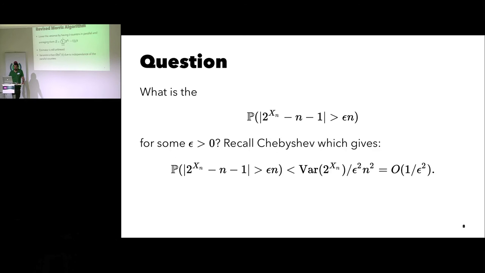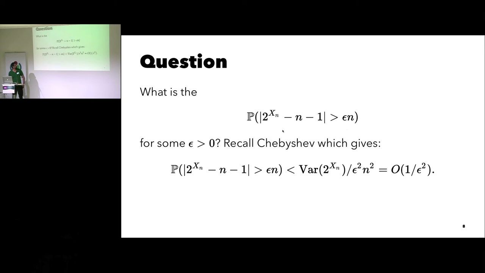So then the question is, we would like to have a better understanding of this estimator. For instance, given some epsilon, some small epsilon, which is positive, what is the probability that our estimator is epsilon n away from its expectation? So this is our estimator, and this is its expectation. So what is the probability, which we call the probability of this algorithm failing us, if it's too big?